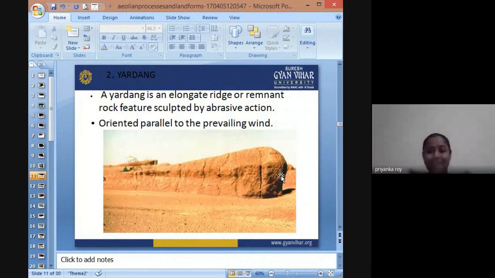So a yardang is an elongated ridge or a remnant of rock features carved by abrasion action, oriented parallel to the prevailing winds. Because of the continuous prevailing winds, it cuts the edges from both the ends. It is cutting an edge from this side and on the other side of the image, if you see this. So it is more like an elongated bar which is cut down by the prevailing wind which is continuously flowing in the same direction. Whenever the wind is prevailing in the same direction, this yardang type of landform is carved by the winds.